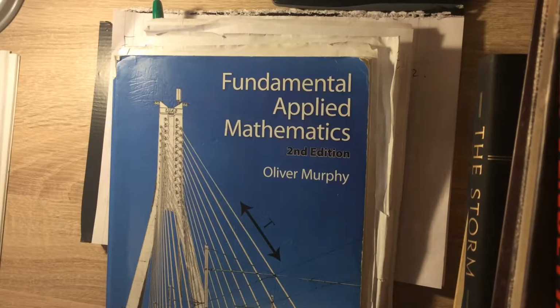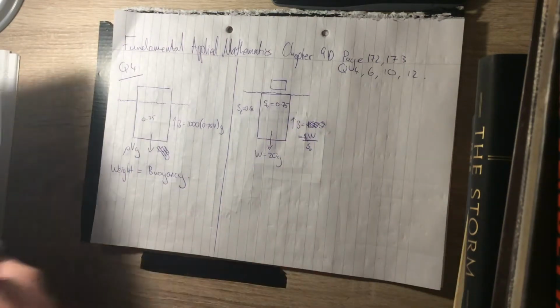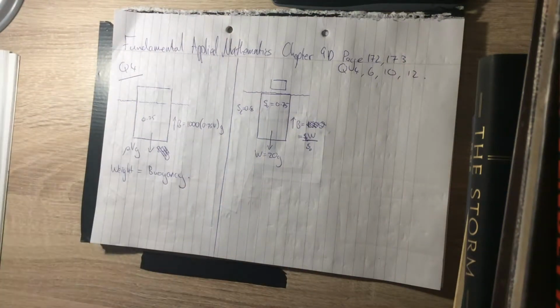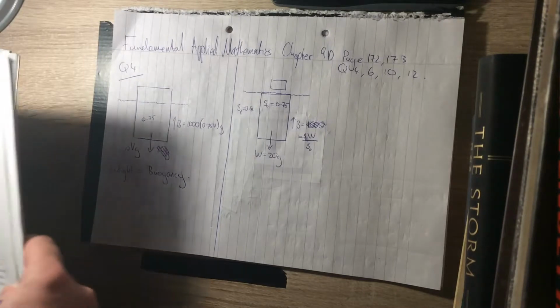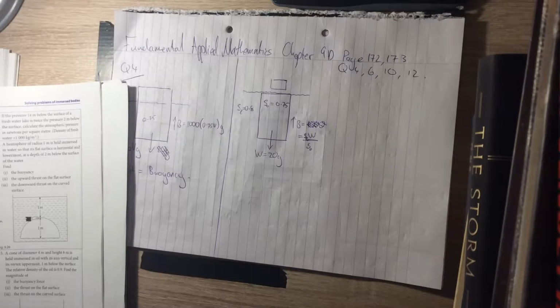How we doing, guys? We're looking at fundamental applied maths here, chapter 9D, pages 172, 173. This is hydrostatics. We're looking at questions 4, 6, 10, and 12.